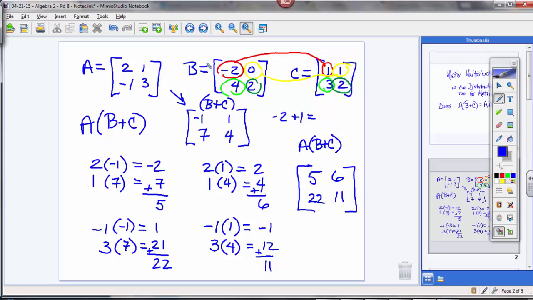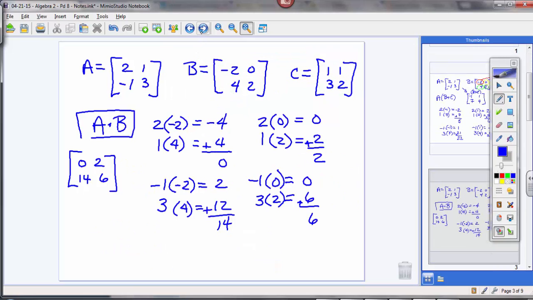Now we're going to go ahead and see if doing it the other way gives us the same answer. The first step is to multiply A times B. Here's matrix A with the 2 and the 1, and then the negative 1 and the 3. Matrix B, negative 2 and 4, and 0 and 2. 2 times negative 2, 1 times 4, we get 0 as a sum, and that's going to go right here. Next is 2 times 0 and 1 times 2, we get 2 as a sum, and that goes here.